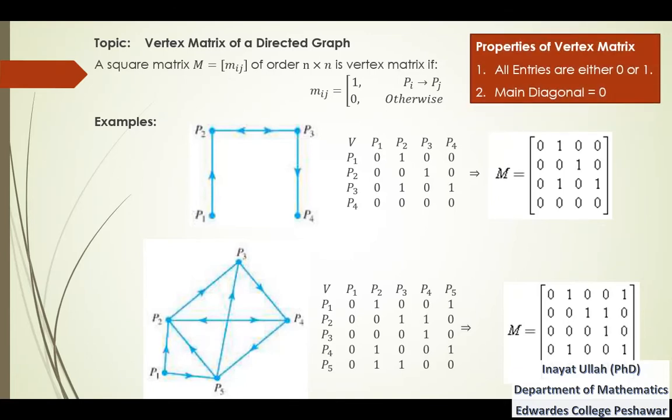What are the properties of vertex matrix? We see here that in vertex matrix all the entries are either 0 or 1. So all entries are either 0 or 1. And if you look at the main diagonal, the main diagonal of vertex matrix is 0. So the entries in the main diagonal are 0. So these two are the properties of vertex matrix.